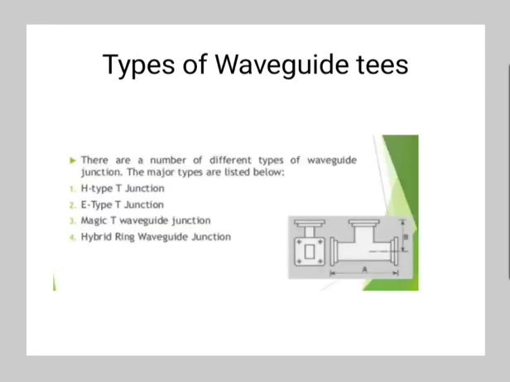So there are a number of different types of waveguide junctions. The major types are H type T junction, E type T junction, magic T waveguide junction and hybrid ring waveguide junction.